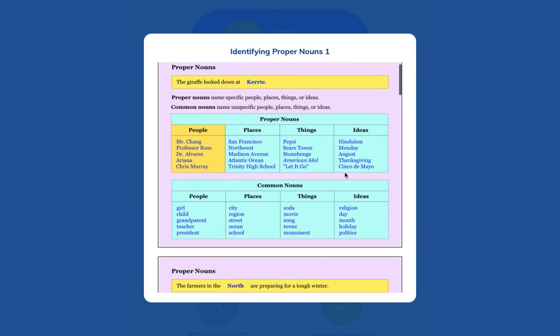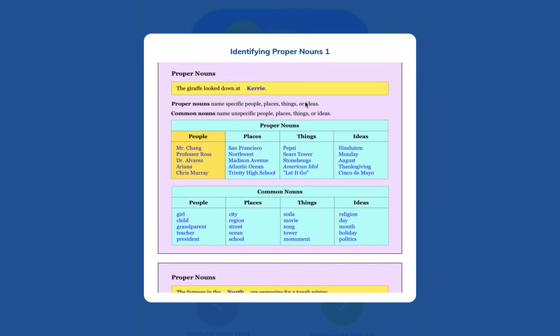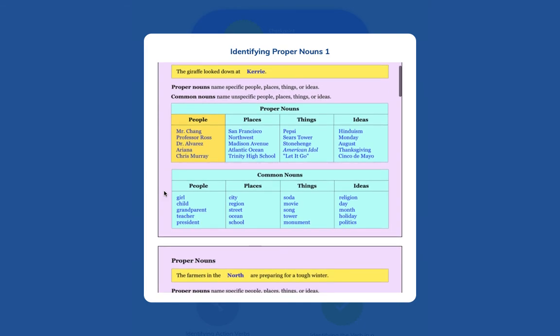So the lessons here will talk about different types of proper and common. In the categories of nouns that we're working with right here, we have people, places, things, and ideas. And proper nouns are going to name specific people, places, things, or ideas. And common is something that is unspecific. It's just your general idea. So while you might have something like San Francisco as a place, you could also just say city as a place.